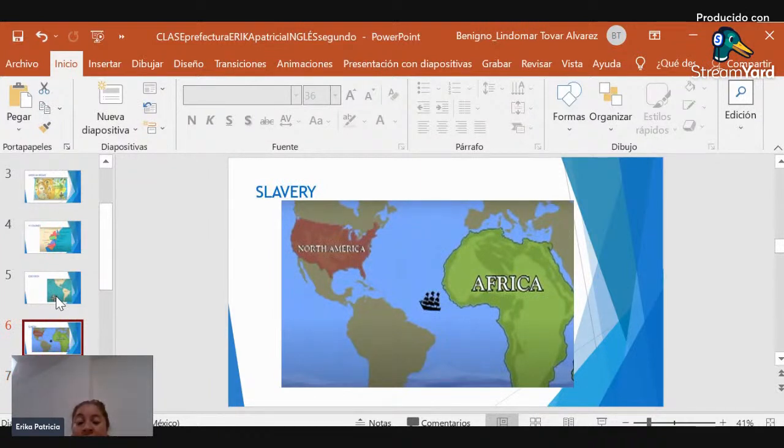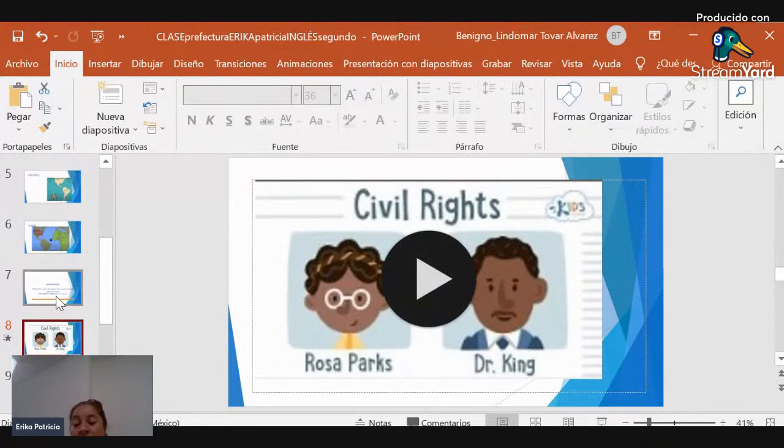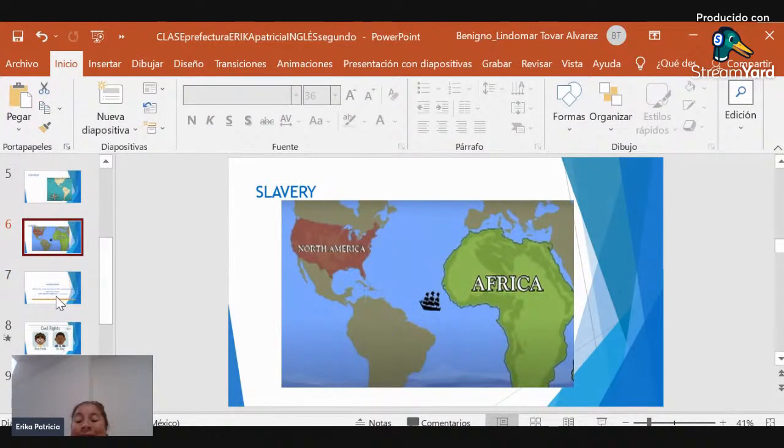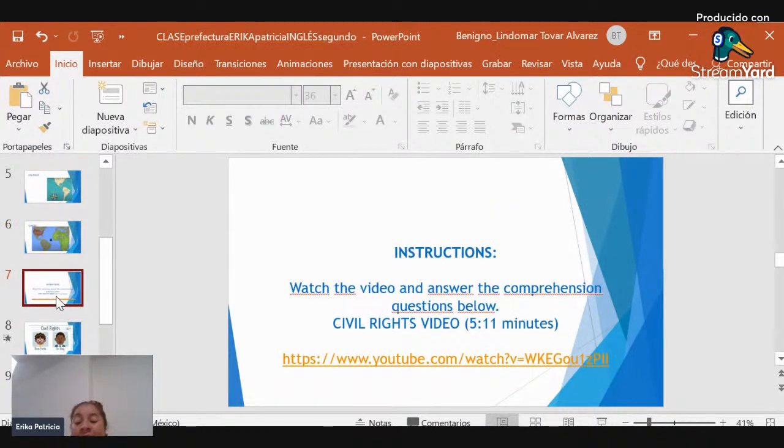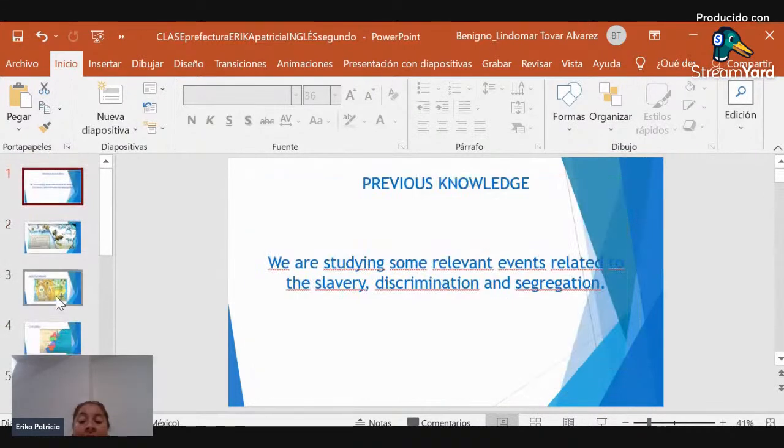Related to slavery, we had the civil rights movement, especially by two important people, Rosa Parks and Martin Luther King. They were people who were against slavery and discrimination. Here we have all these things that were very bad, not only for some people, but for the whole population: slavery, discrimination, and segregation.